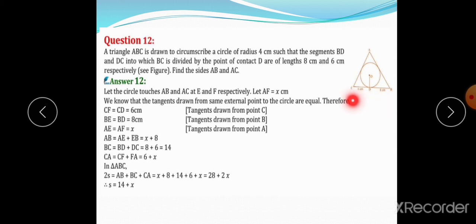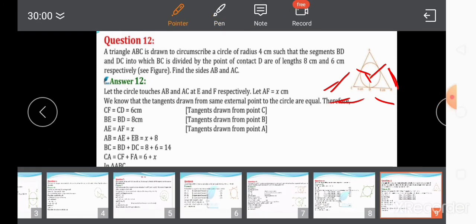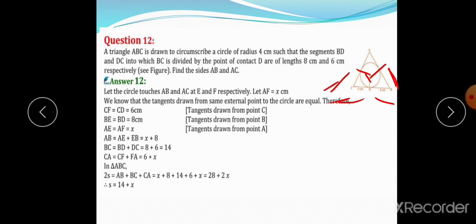As we know, C and B are exterior points, so the tangents drawn from an external point are equal. Here you can draw another line, like this one and this one, and both are also radii. This will be equal to this one, and this will be equal to this one. This is 8 means this is also 8; this is 6 means this is also 6 centimeter. So CF equals CD equals 6 centimeter, and BE equals BD equals 8 centimeter, because the tangents are drawn from an external point.